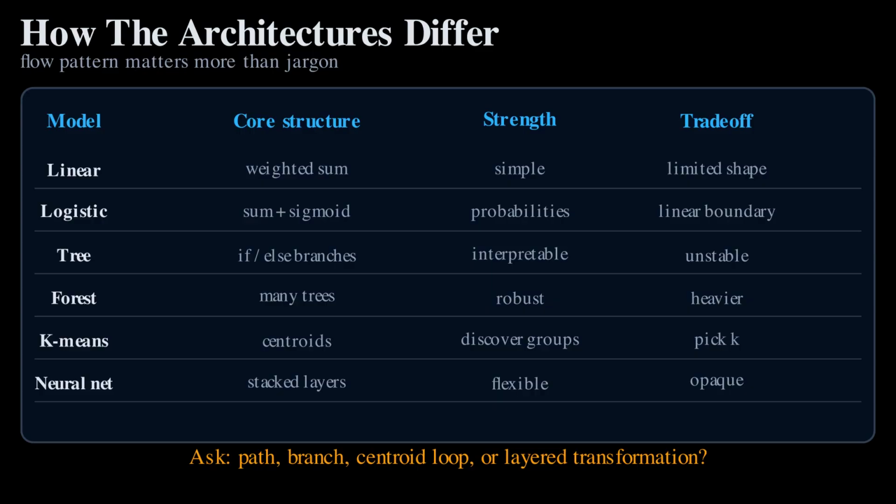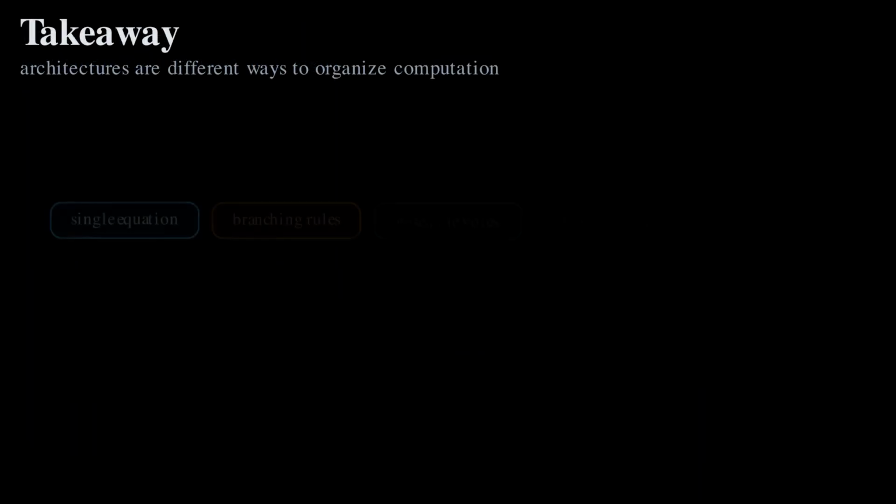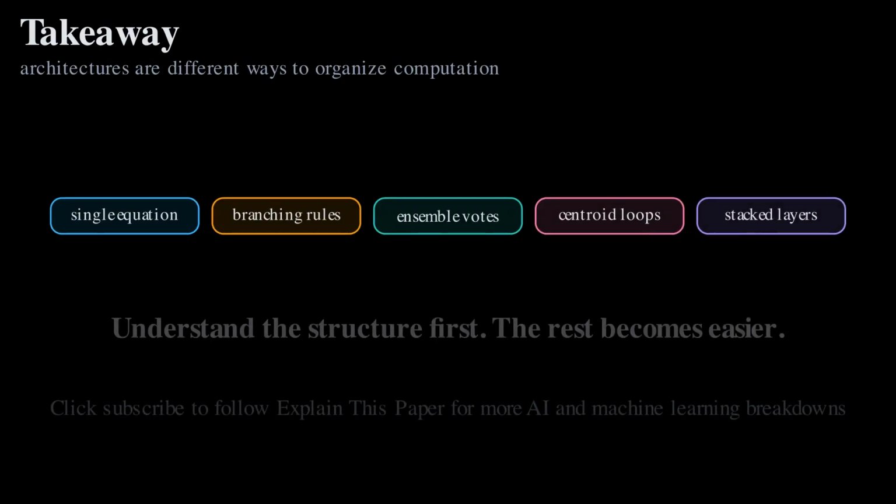If information flows through one weighted path, you are usually looking at a regression-style model. If information flows through branches, you are looking at a tree-style model. If information flows through repeated centroid updates, you are looking at clustering. If information flows through stacked layers of activations, you are looking at a neural network.